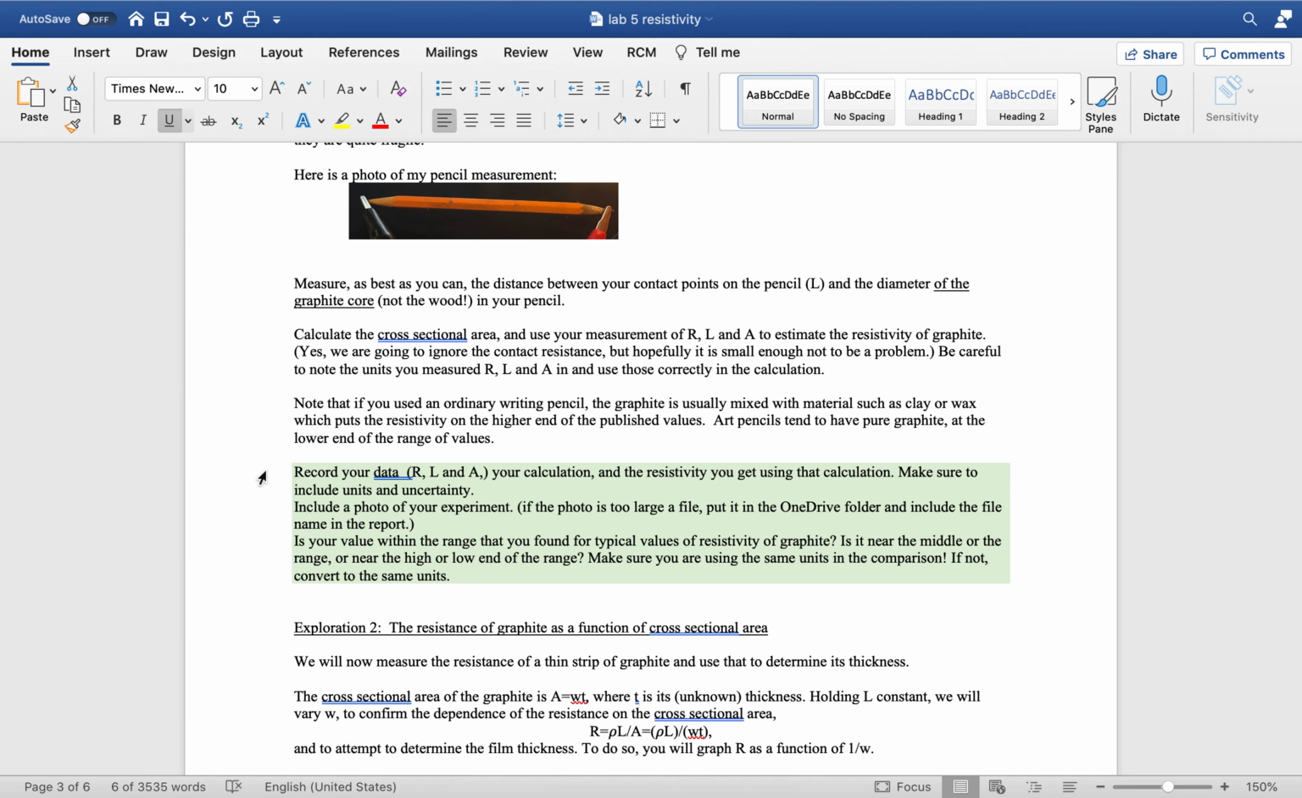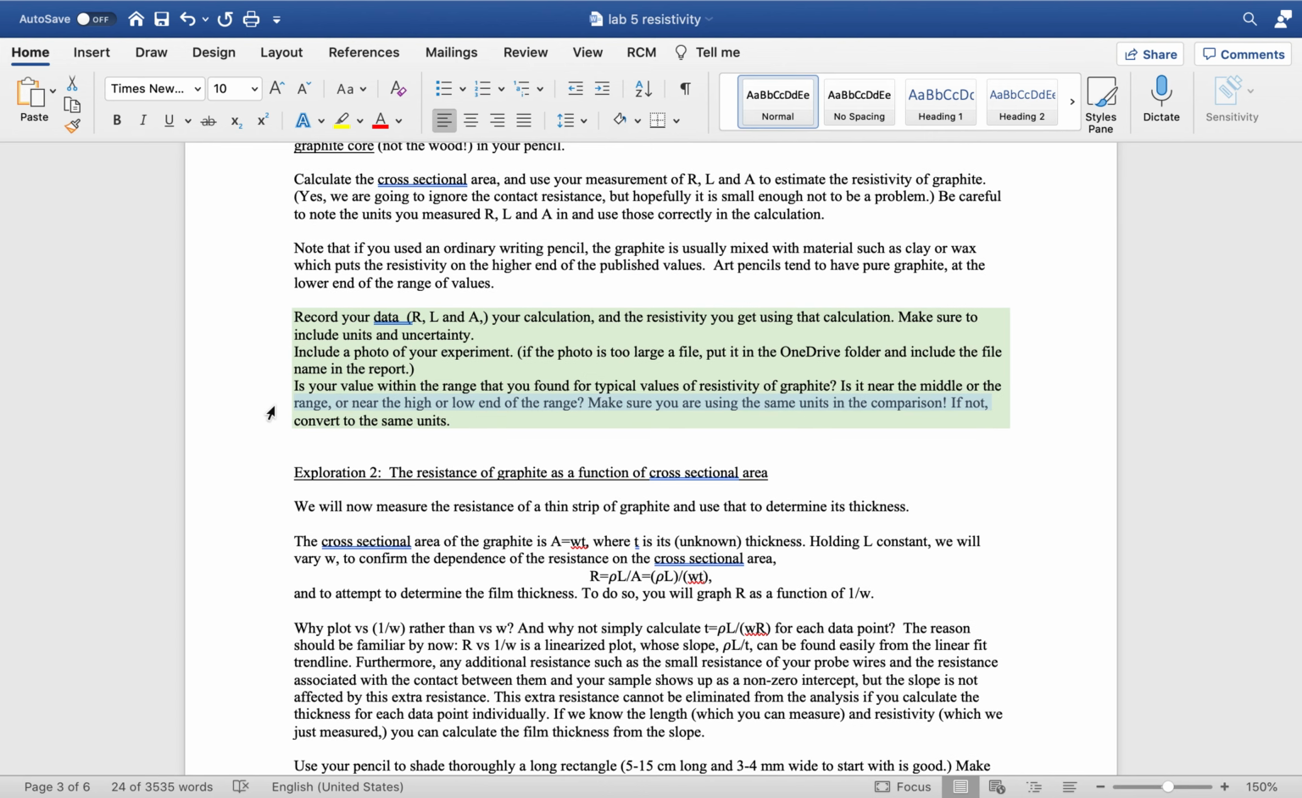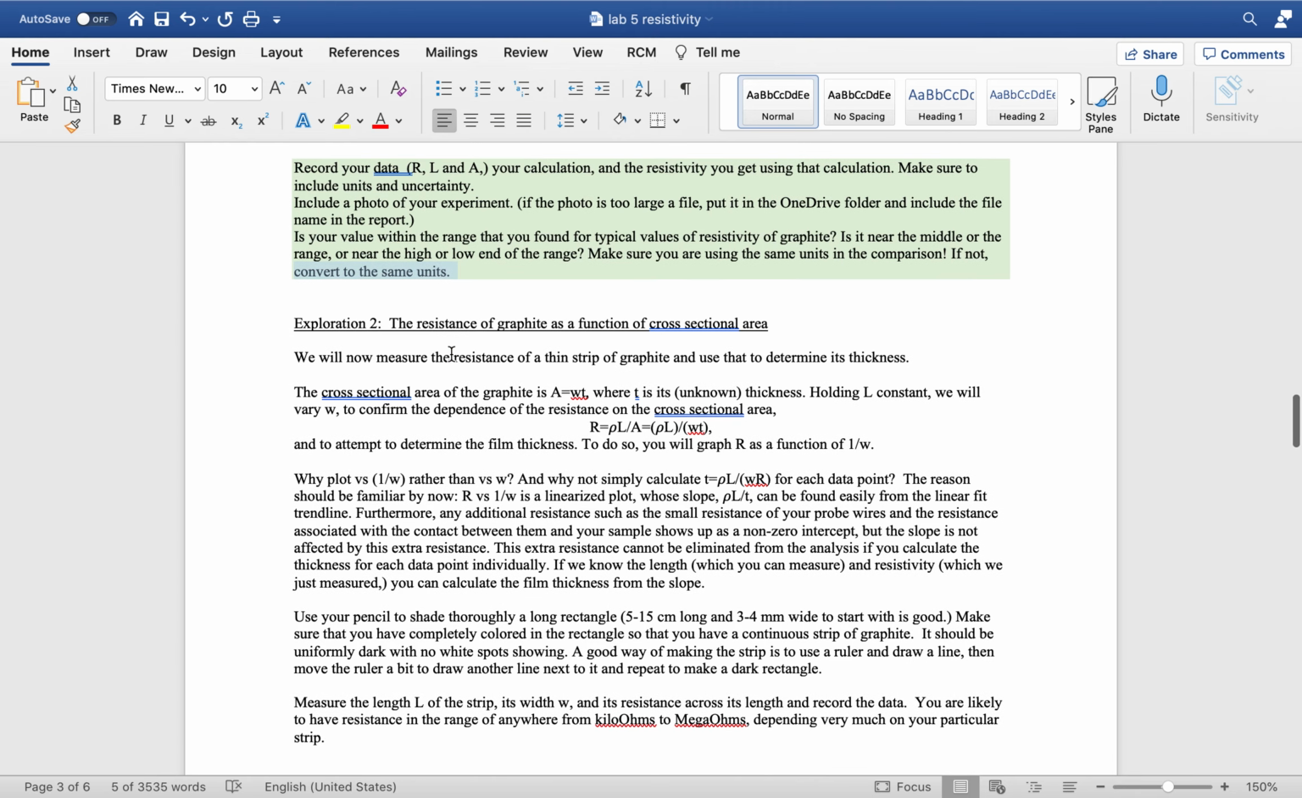Here students record data R, L, A, and then they calculate resistivity, and they should include a photo of the experiment and their units. Units are important, right? They should be using all SI units, and then they should find the correct units of resistivity. Exploration 2 is about finding the resistance of graphite as a function of cross-sectional area.